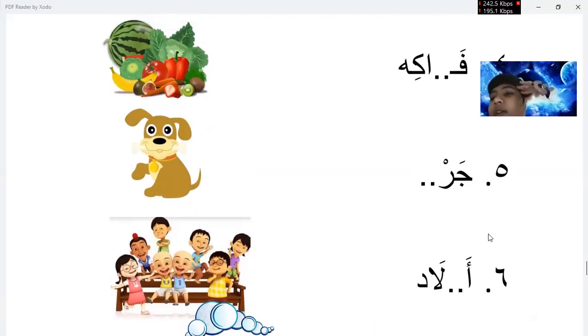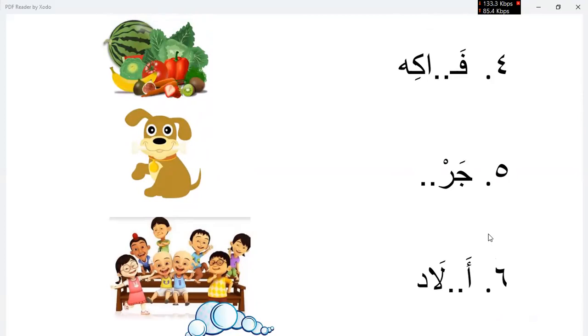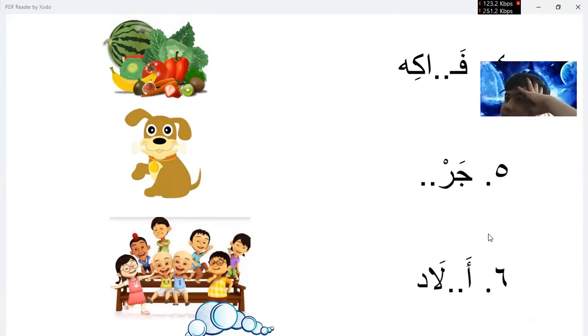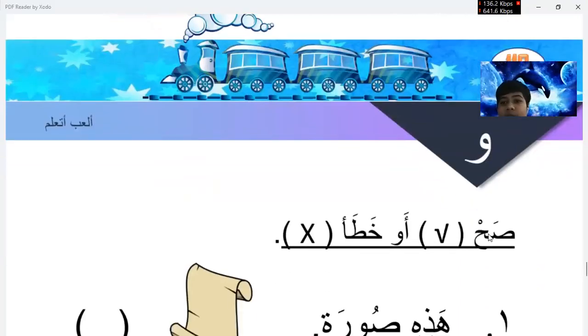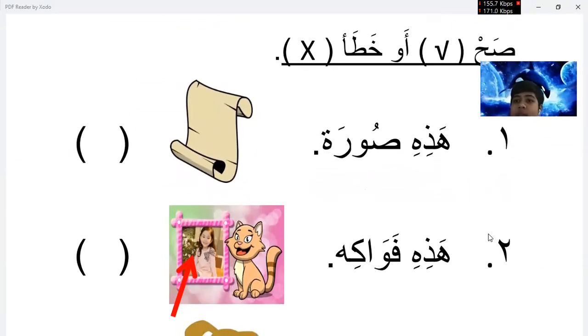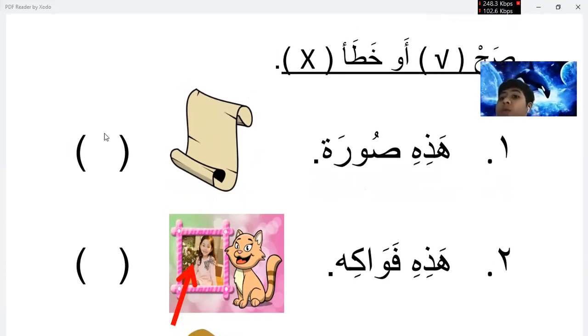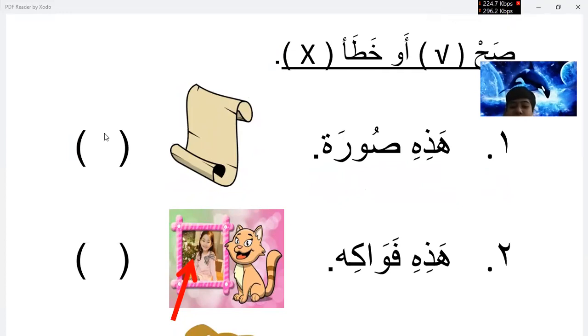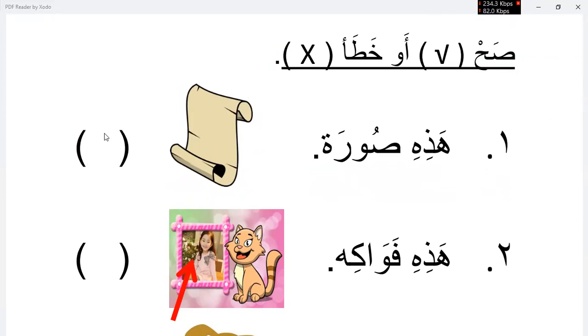Puppy. Oh, that thing is a lot of kids. Children. Children, kids. Sa aw khata. Correct or wrong? Let me think. What is Surah? I think it's... wait, that's right. Okay, the answer is wrong. Okay, khata.